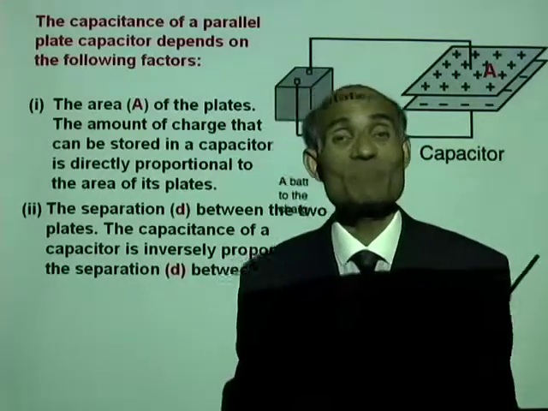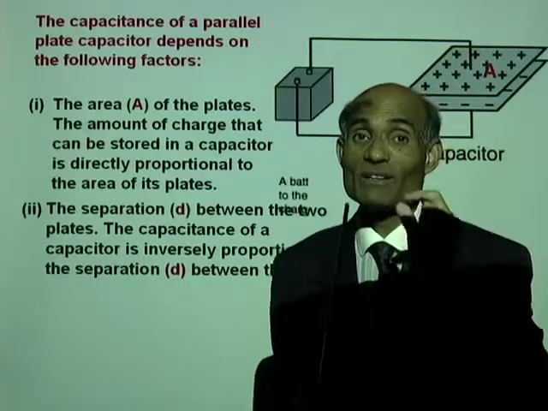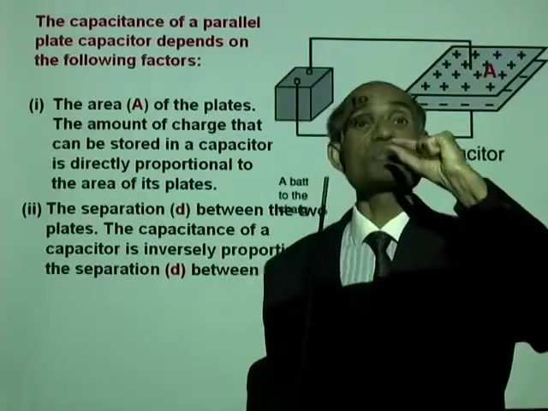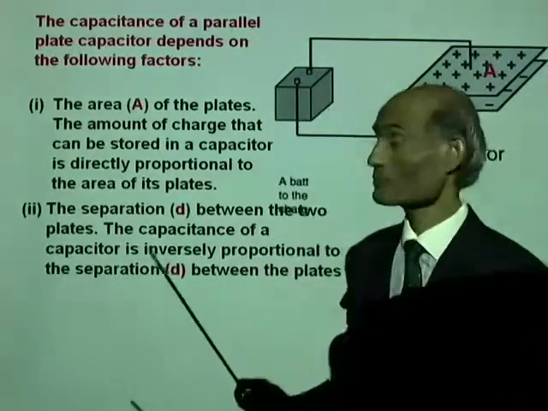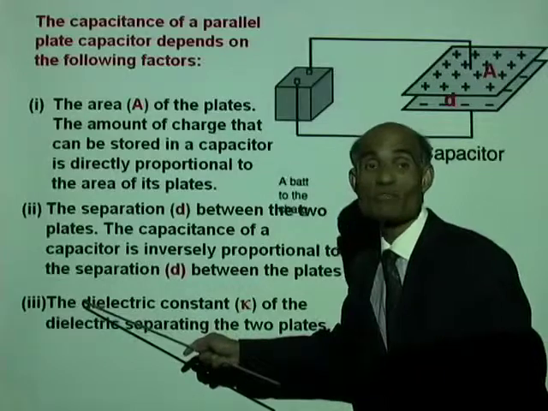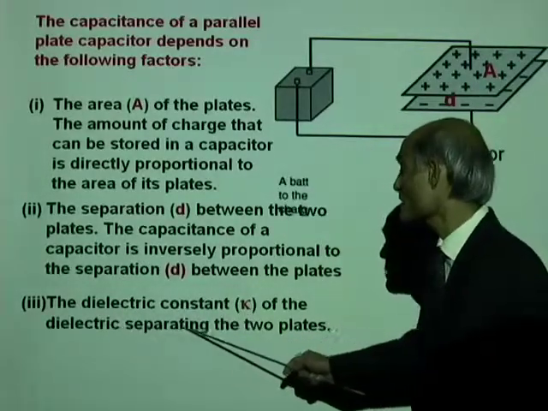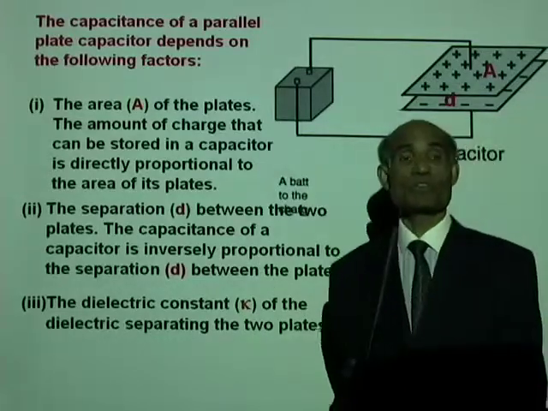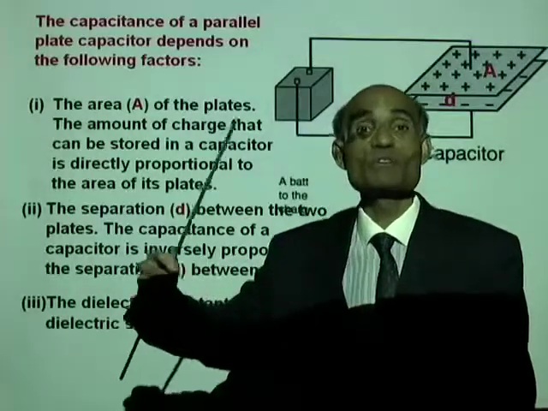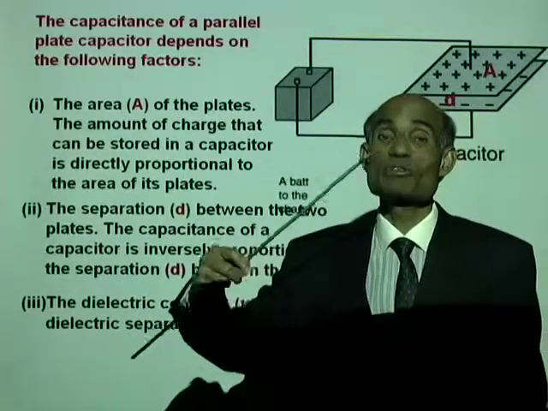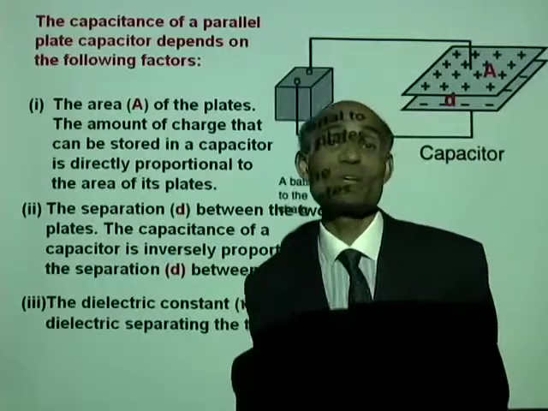What else does it depend on? Well, obviously we have one more factor, the dielectric used between the capacitor plates. The third factor is the dielectric constant kappa of the dielectric separating the two plates. The capacitance is directly proportional to kappa. If you use a material with higher dielectric constant, the capacitance will be higher.